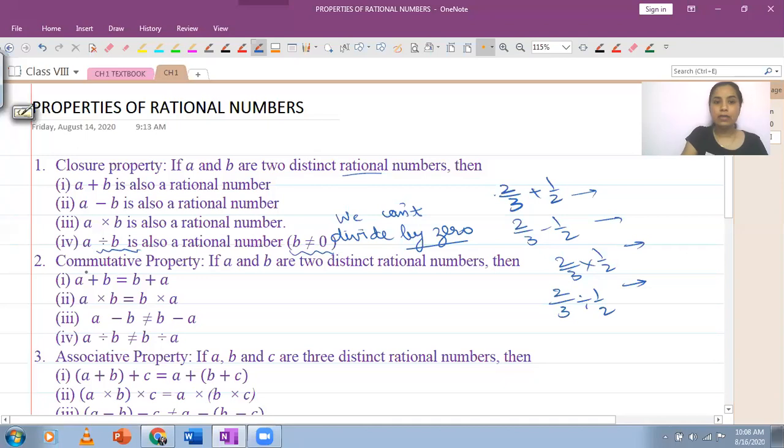Okay. Then we have commutative property. So simply stating commutative property means change the order. So you're working with any two rational numbers. Again, a and b are two distinct rational numbers.